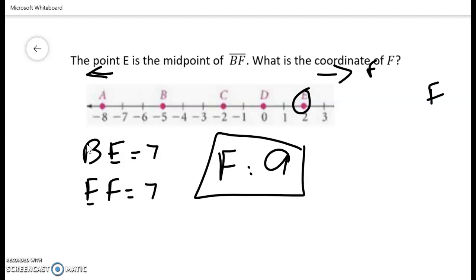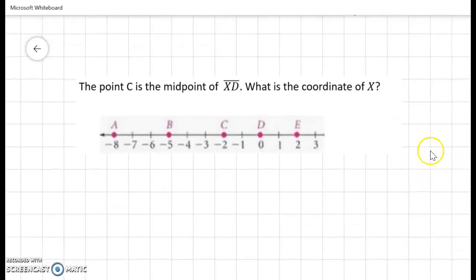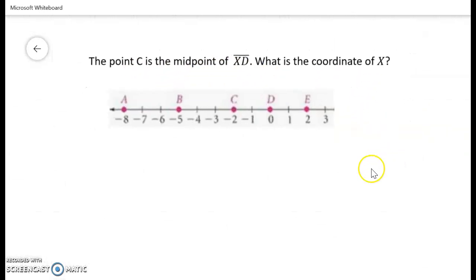Because the distance from B to E is 7, it's got to be the same as the distance from E to F, which is also 7. Starting at that point, that would give us 9. Okay? So I'd like you to figure out this next one on your own. C is the midpoint of XD. What is the coordinate of X? Here's C and D. So you've got to figure out where X is. Okay?